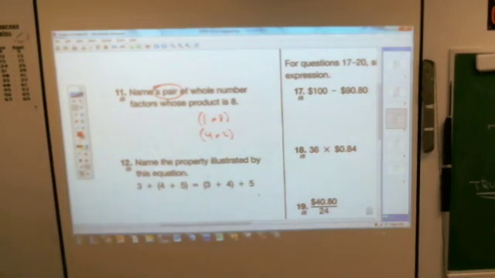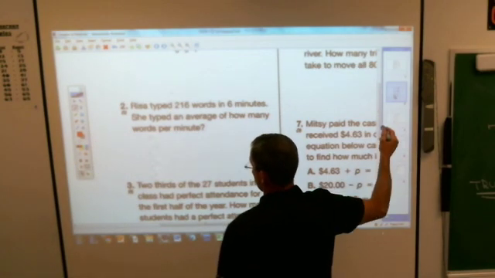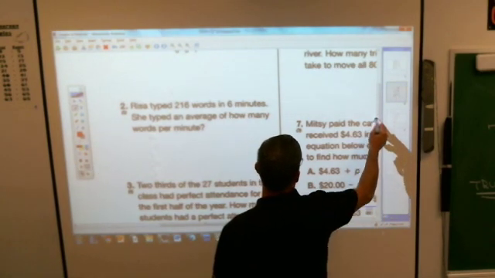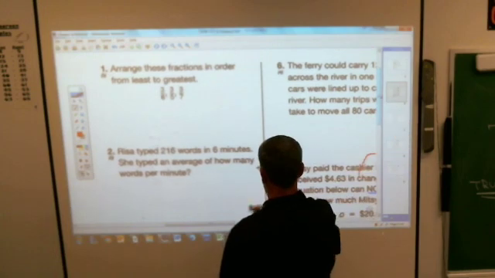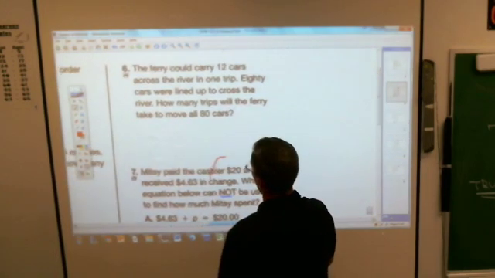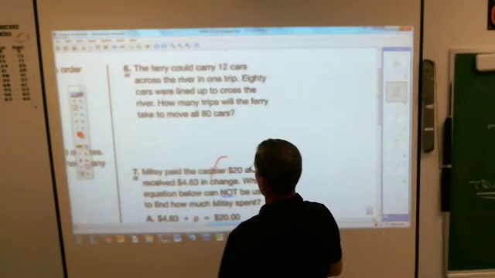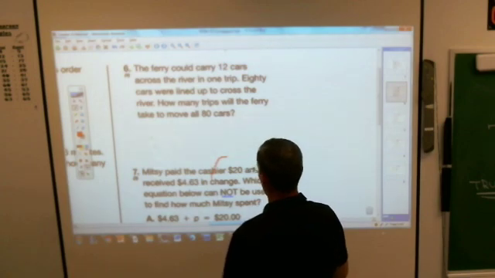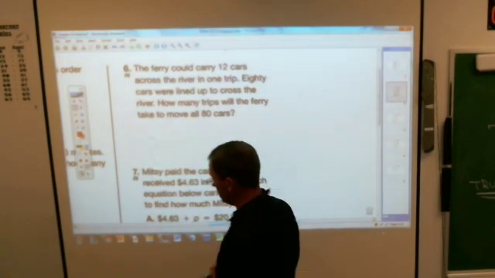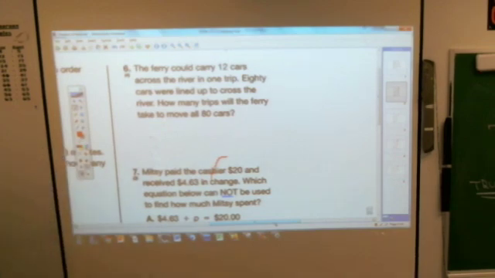Charles? Number 6. The ferry could carry 12 cars across the river in one trip. 80 cars were lined up across the river. How many trips will the ferry take to move all the cars? Again, Charles, did you draw anything? Give yourself a little picture of the thing.